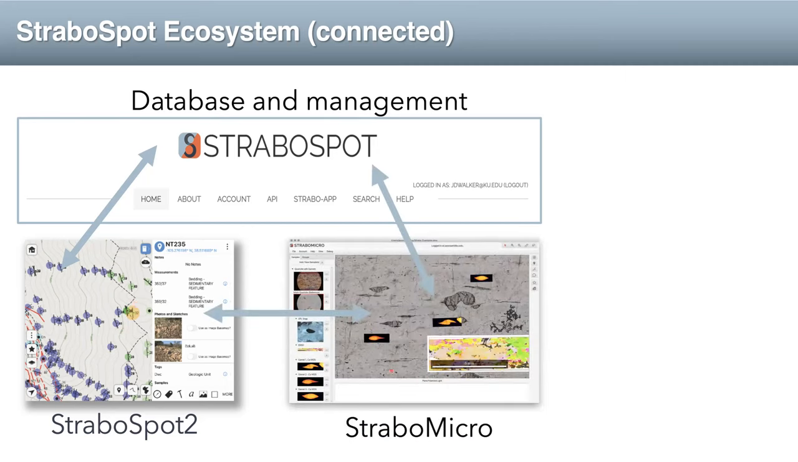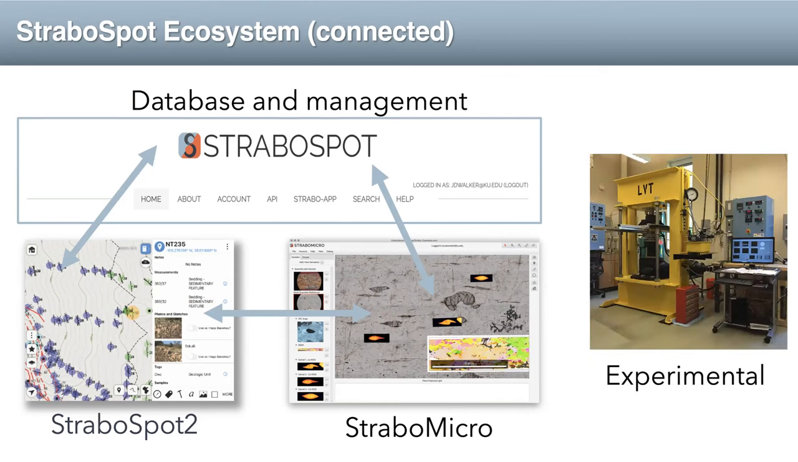Then we also have the Strabo Micro standalone platform independent app, and that's tuned for bringing in all kinds of data, basically at the thin section level and below. What we can do now is have this interact very well with the StraboSpot system, the backend database. What we're working on is to make sure that there's total connectivity between the field app and the standalone lab app. And we're also working with the experimental deformation community to bring experimental information in. So ultimately, experimental data, field data, and microdata can all be combined together in a big integrated package. That's the vision going into the future.